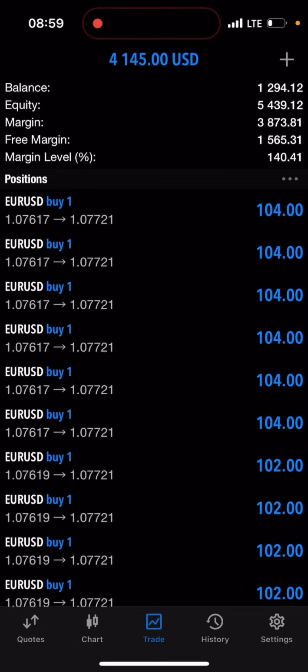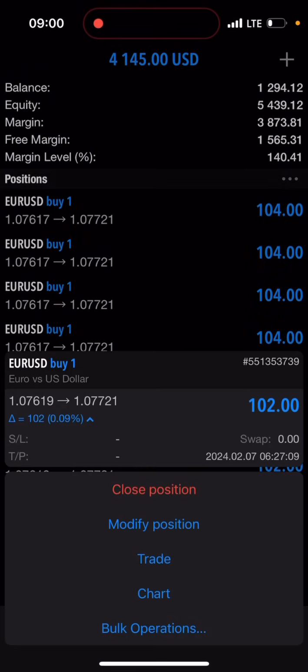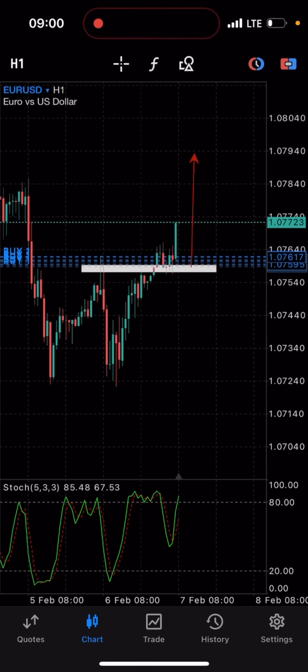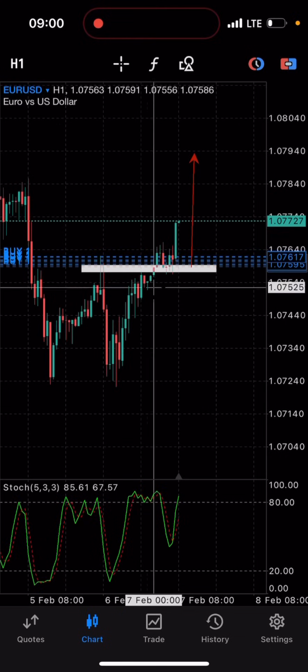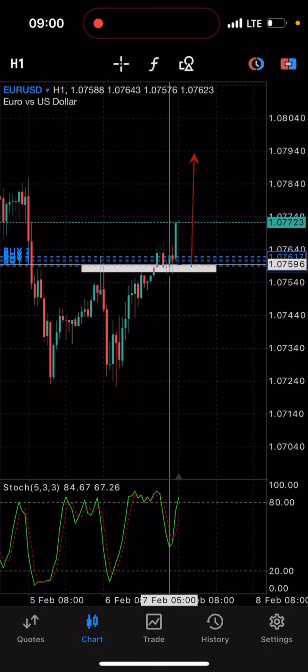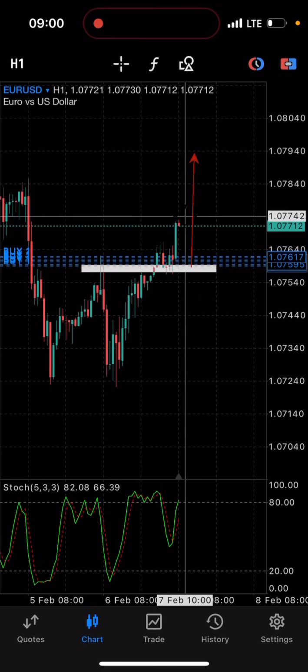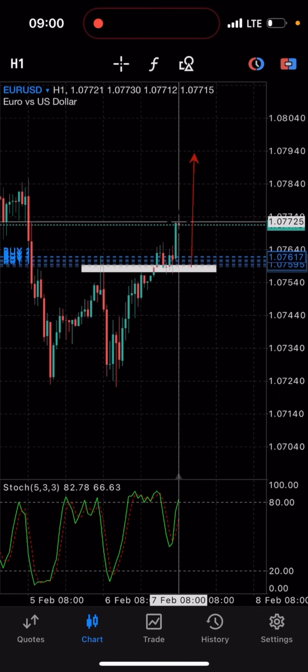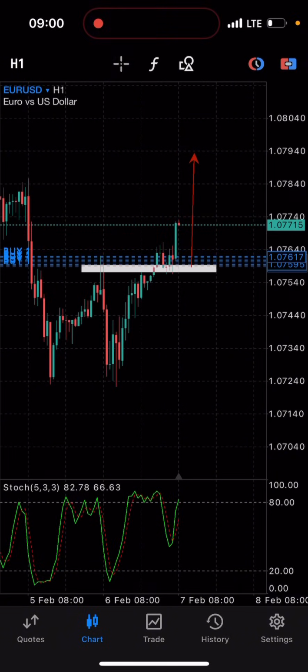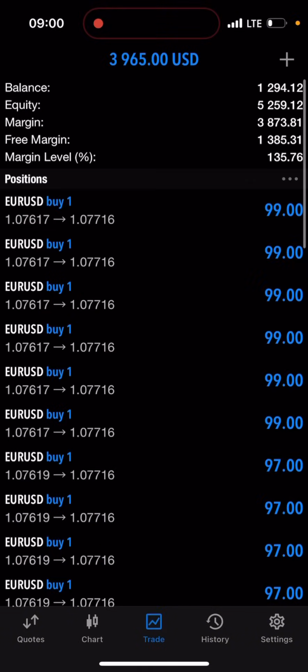A few moments later. Yo, what's up, guys? So here is our Euro USD trade running over $4,000 in profit. Let's see what happened, guys. Our limit orders got triggered, and then immediately the market started skyrocketing from there. It is running over $4,000 profit right now.